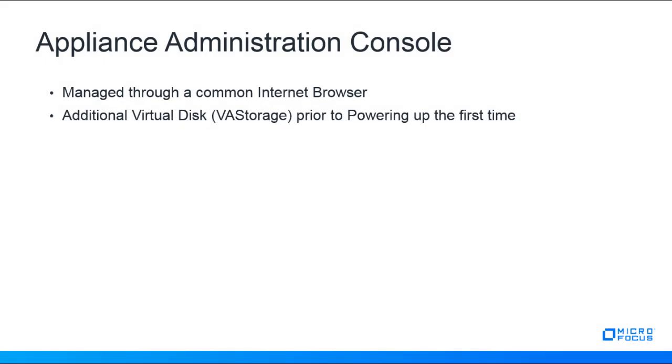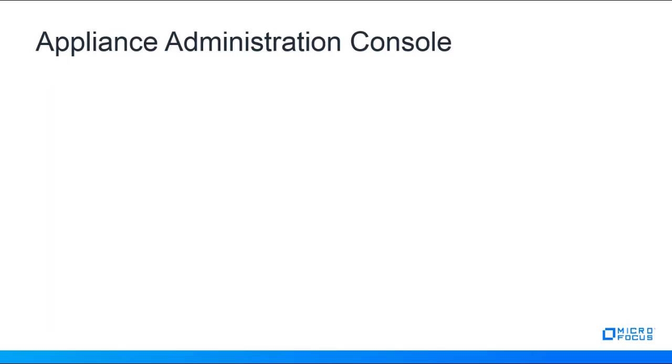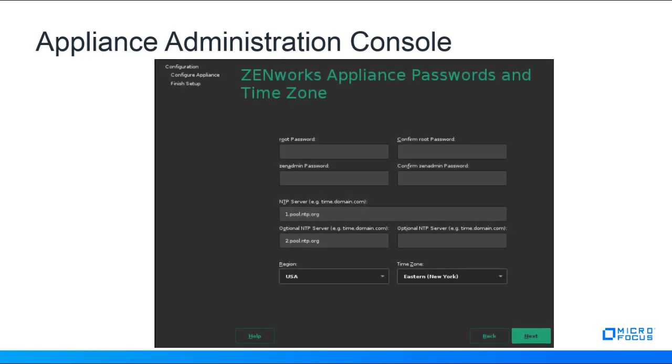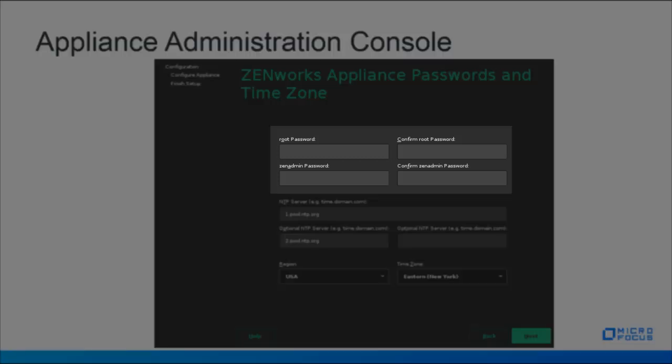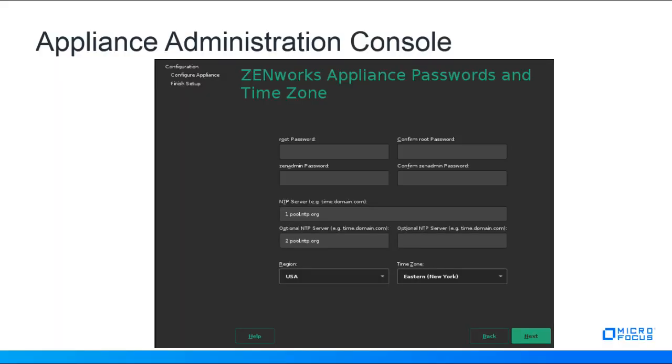The ZCM Appliance Administration Console is managed through a browser. Before powering up the VM appliance, you have to add a virtual disk, which is where most of the ZENworks content and system files reside. This makes future upgrades much easier. After powering up the VM and during the install of the appliance itself, the wizard will request a root and ZenAdmin password. This ZenAdmin user and password is for the ZCM administrator login to the administration console, not into the ZCC or ZENworks Control Center.